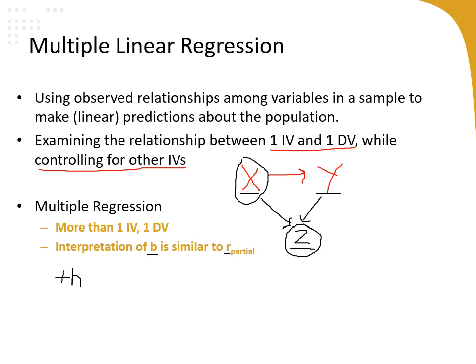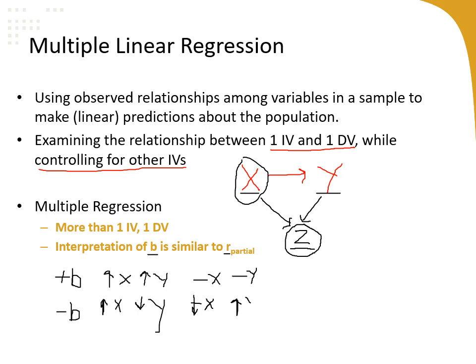Positive B means that higher levels of X are predicting higher levels of Y, and lower levels of X are predicting lower levels of Y. A negative B means that inverse relationship, right? Higher levels of X are predicting lower levels of Y, and lower levels of X are predicting higher levels of Y.